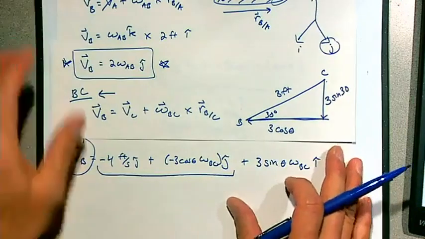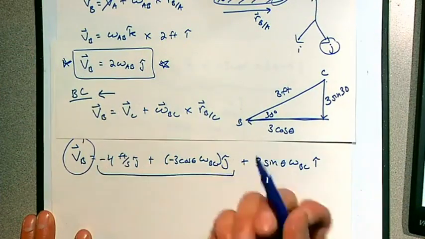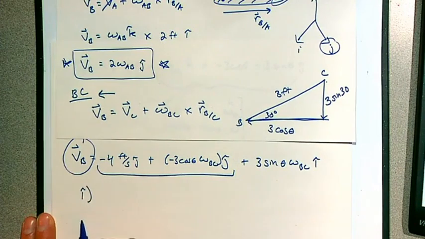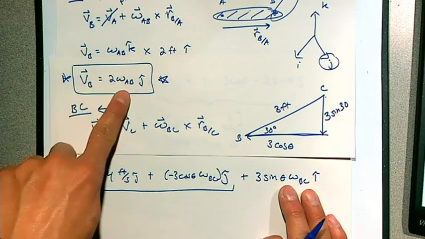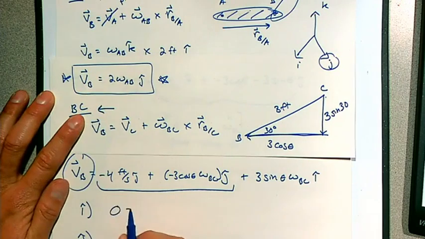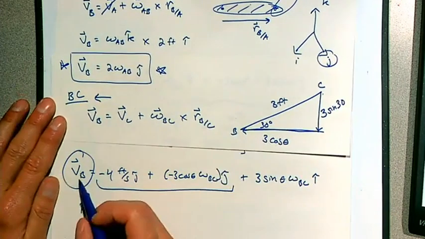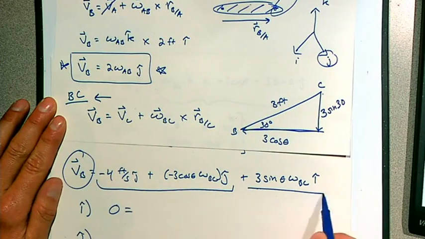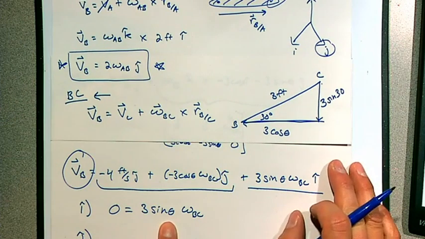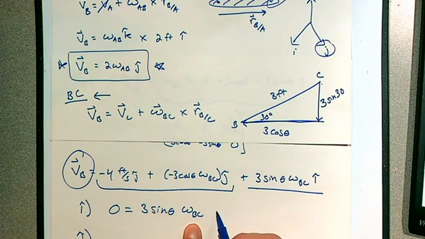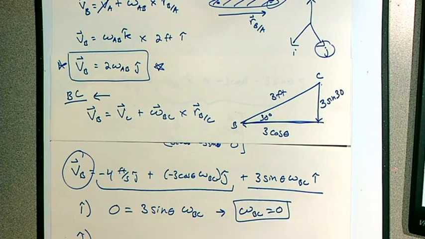So I can set one side equal to the other. I like to look at my I terms and my J terms separately. It's a little telling. So from the velocity of B from the A side in the I direction, goose egg, I got nothing. But velocity of B from the C side, I got a term: 3 sine theta omega BC. Theta is 30 degrees here. This is not 0. This tells me omega BC has to be 0.